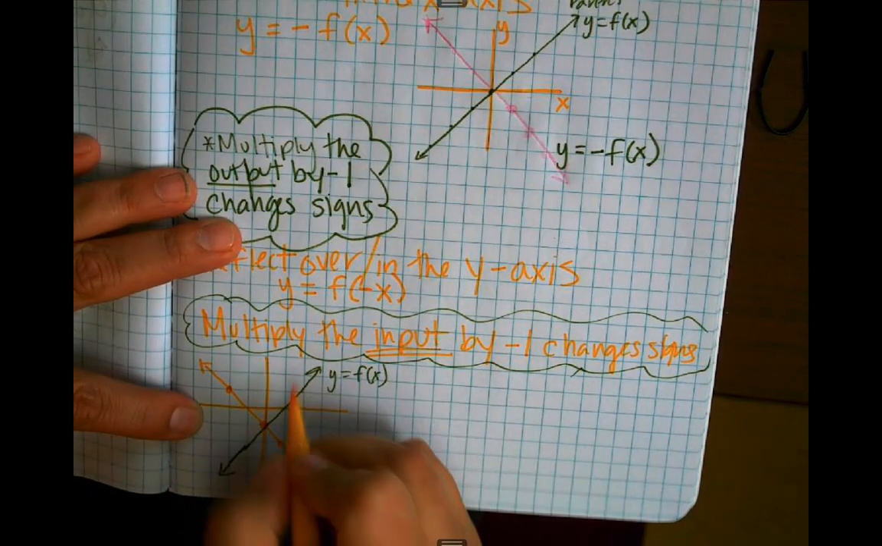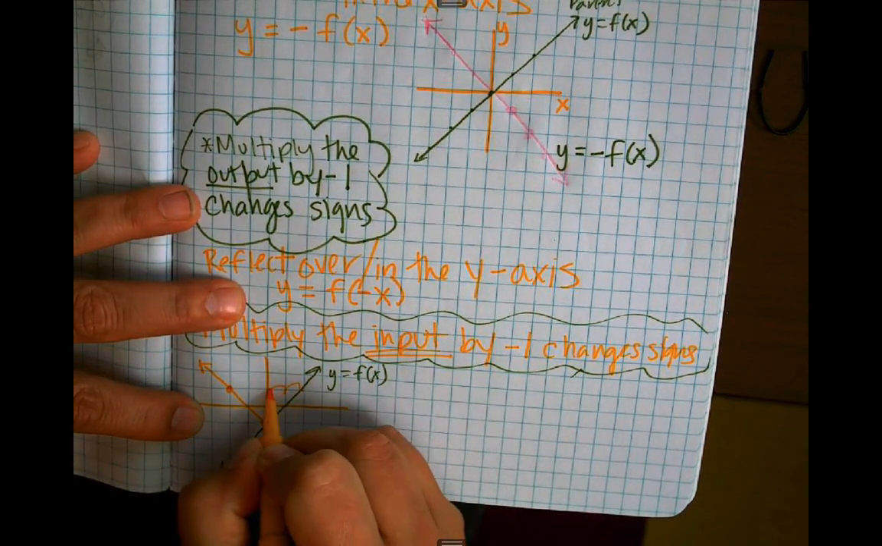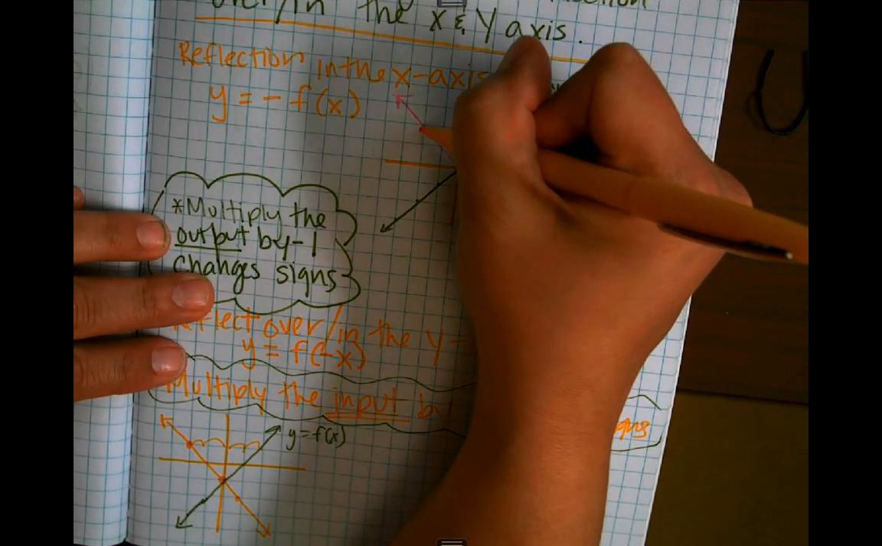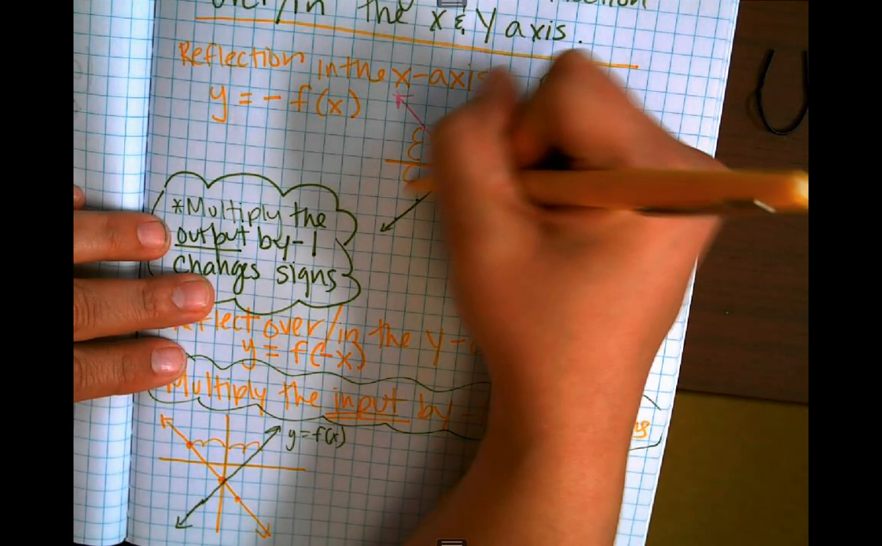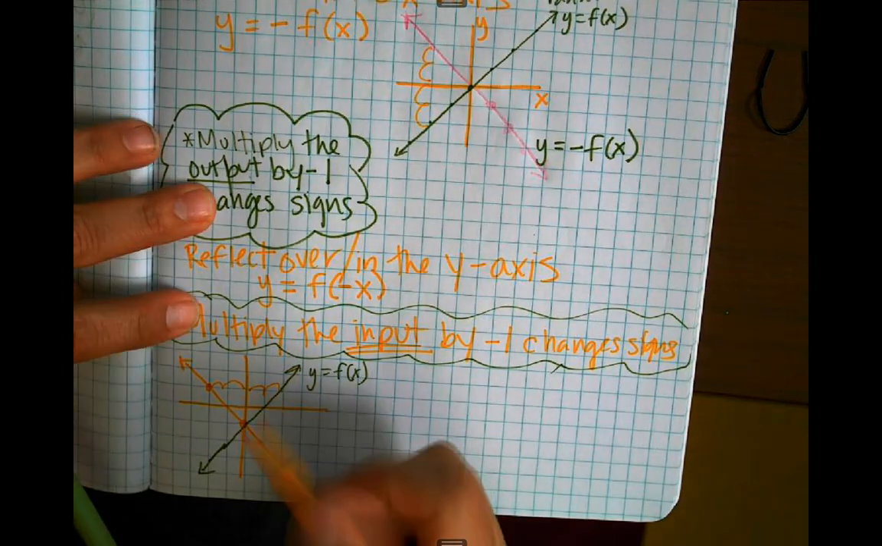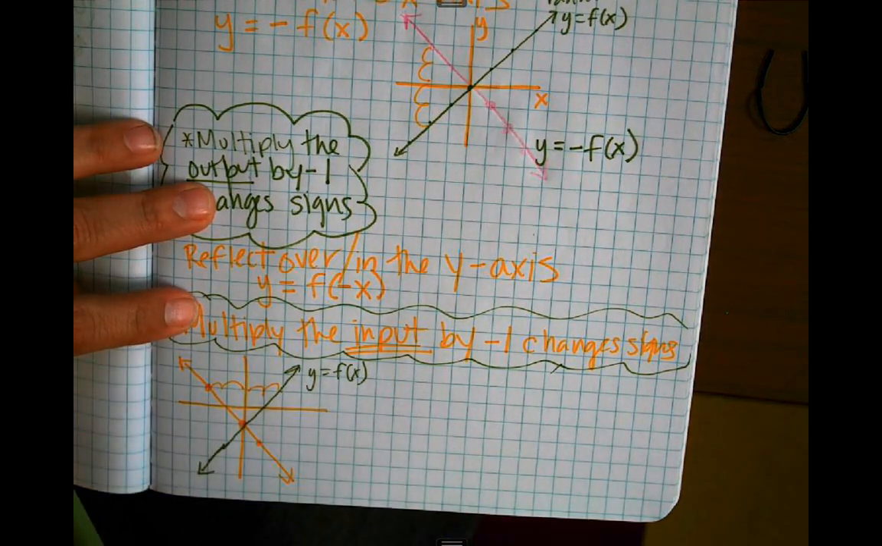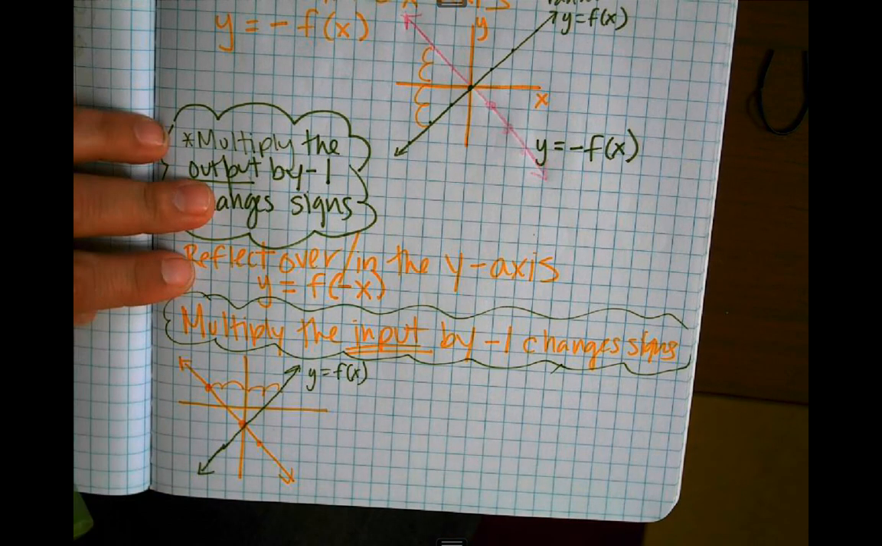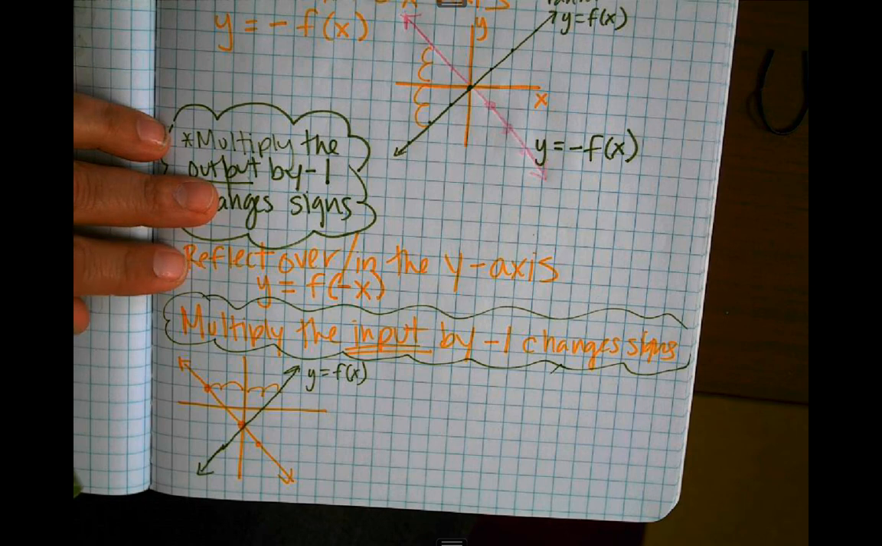So to do this reflection, I counted how much it was from the y-axis, whereas up here, I said how far is it from the x-axis, and I went that way. So when I'm talking about it in terms of reflecting over the y-axis, again, this won't happen with certain shapes, but they look very similar for linear functions.